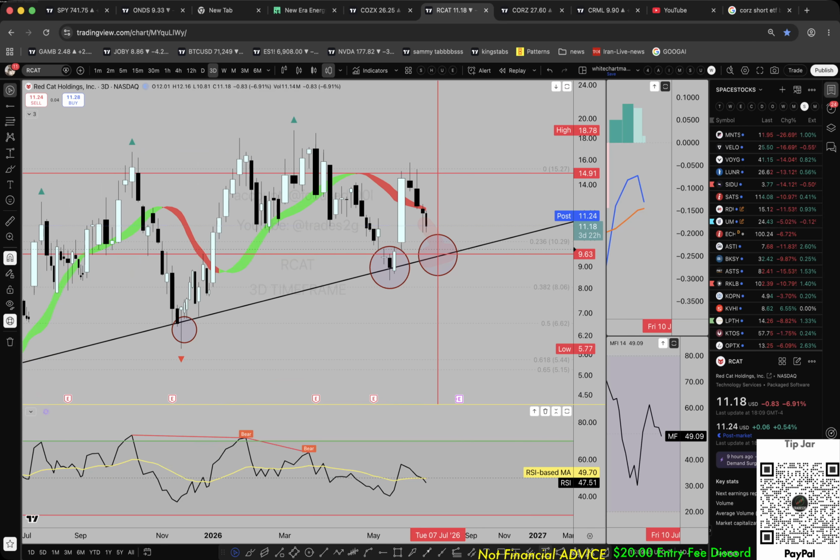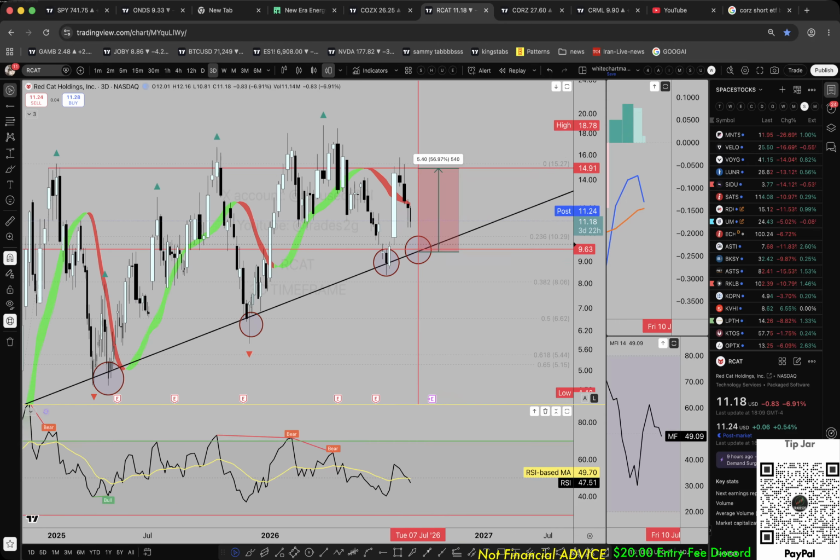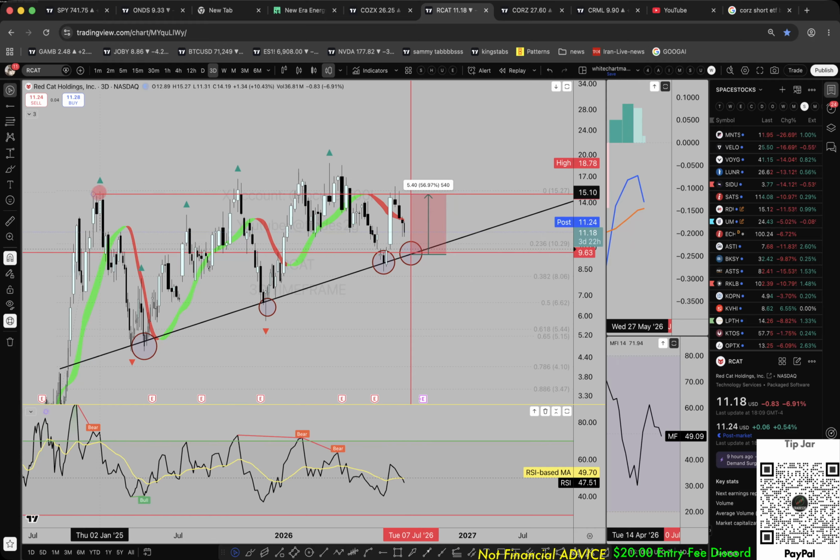Well, guys, let me show you something. If we do hit that trend line, that's a 56% move to the rejection trend line, a key level resistance area. This is a nice chart for a swing trade. This is really good if you're looking for a swing trade.